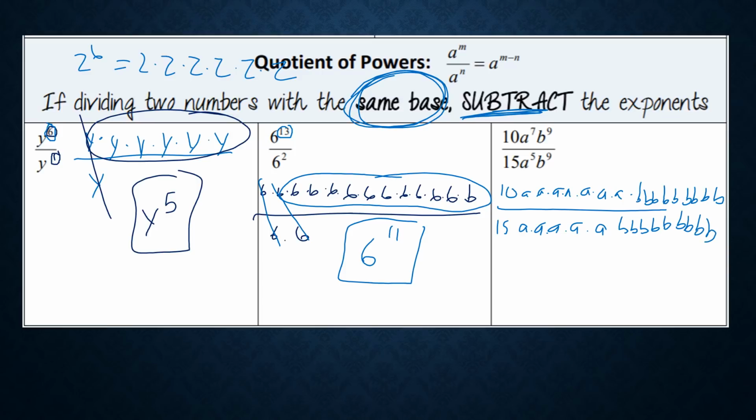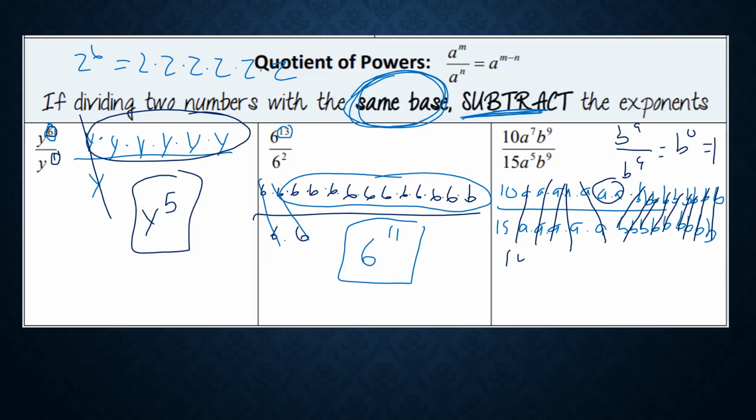So we'll cross off our a's. So we're left with 2 a's. Uh-oh, all the b's canceled. Guess what? We're going to learn about that tomorrow. So when you've got b to the 9th over b to the 9th, that becomes b to the 0. Any number raised to the 0 power is 1.